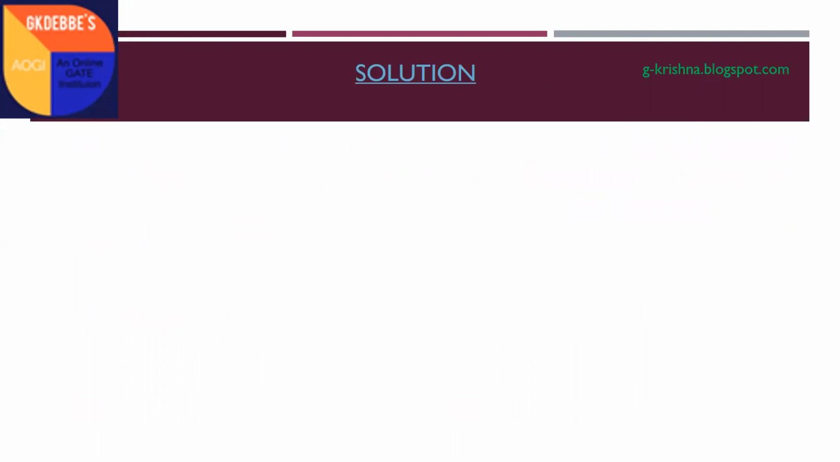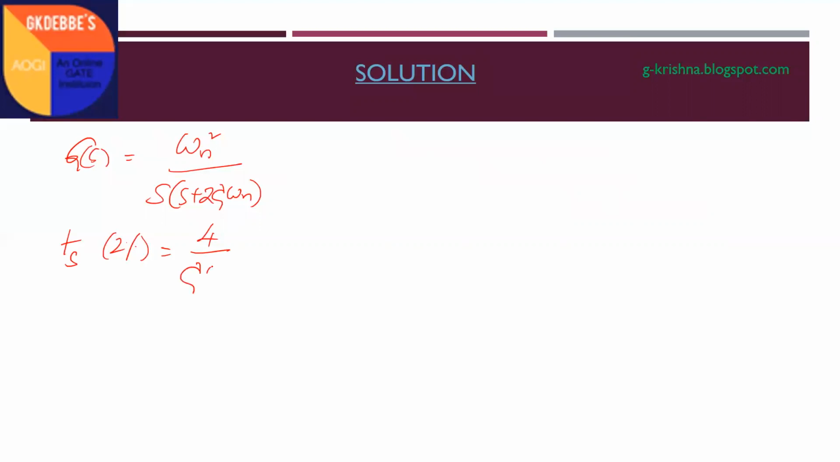The open loop transfer function of a standard second order system is G(s) equals omega n square by s into (s plus 2 zeta omega n). And the settling time for the 2% criterion for a standard second order system is 4 by zeta omega n. They are asking to take it as Ts. Let it be equation number 1.